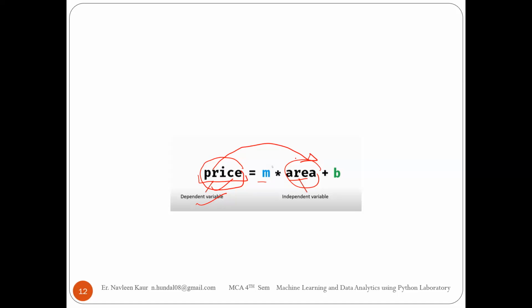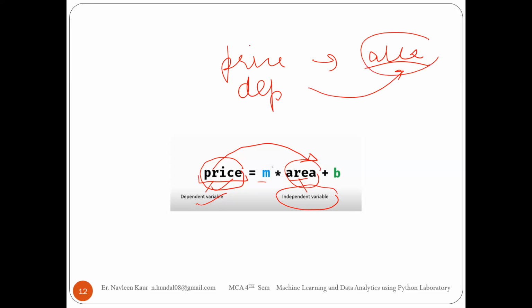Obviously, if it is dependent, that's why you are calculating it from area. On the other side, this is known as the independent variable. Area has nothing to do with the price. You will get the area first. On the basis of that area, you will calculate the price. Okay, so if I want to calculate the price, what do I need first? I first need area. So the price is depending on area, but area is not depending on anything.